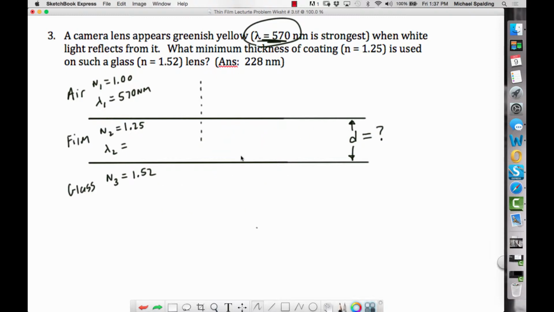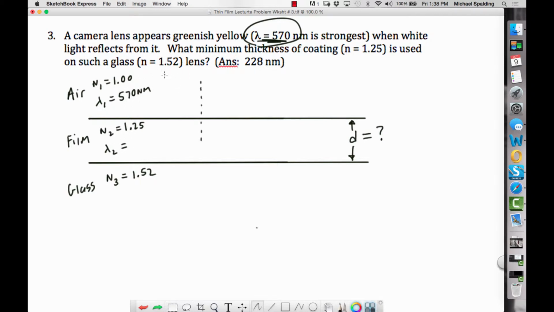So what happens is, we're looking at this one particular color. Now look, are the other colors present? Yeah, and is it possible for the other colors to reflect strongly? It would be if we had a different thickness of the film. If there was a different thickness, then maybe red would be the brightest, or green would be, wait, this is green. Blue would maybe be the brightest. But we're focusing in on this one particular wavelength. So for starters, let's figure out what the wavelength would be in the film.